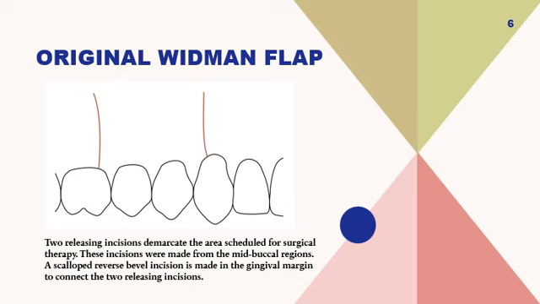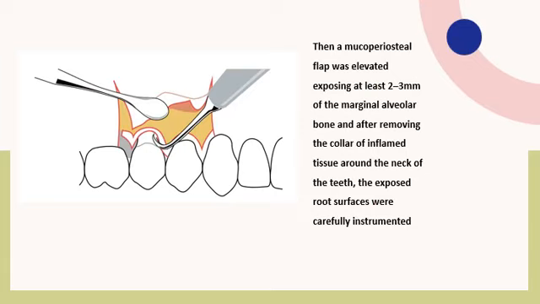The original Widman flap starts with 2 releasing incisions and a submarginal incision in the facial and palatal or lingual aspect, so it is a rectangular flap. You can see the 2 releasing incisions in this picture. These incisions were made from the mid-buccal regions in the originally described Widman flap, but today we know that it is better for the releasing incision to start from the line angle of the teeth. A scalloped reverse bevel incision is made in the gingival margin to connect the 2 releasing incisions.